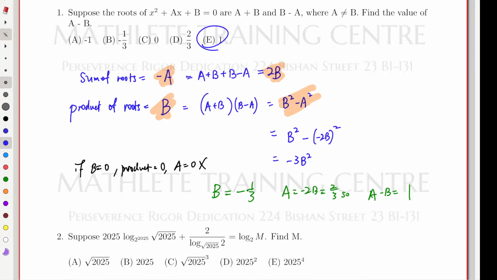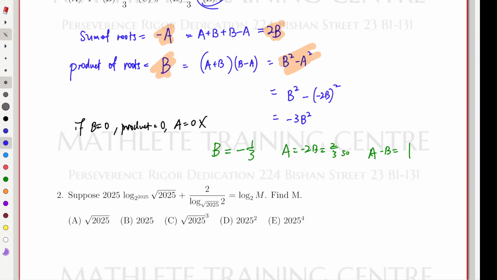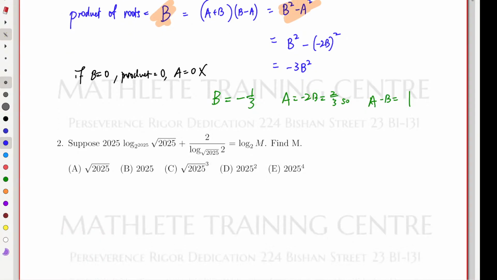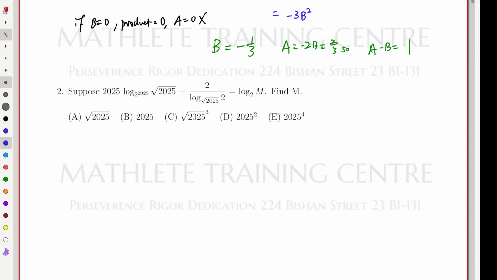Okay, next question. Question number 2, we have a logarithm question. Suppose that this is equal to log 2 of m, find m. A few things about logarithms is that we need to know some formulas, because if you don't know formulas about logarithms, it's a bit hard to simplify them. First thing is this fact: 1 over log_a b is equal to log_b a.